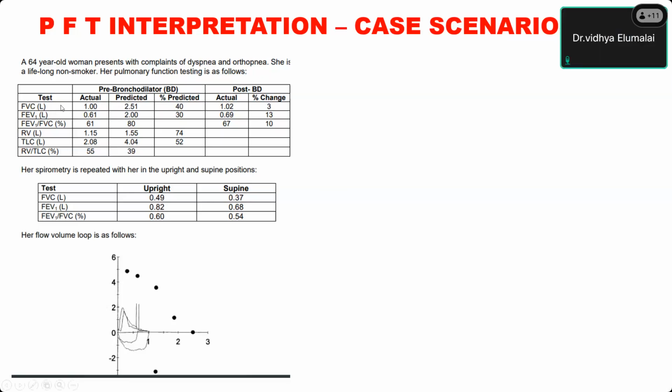Restrictive lung disease. Restrictive airway disease. Restrictive. See here, FEV1 and FVC are all reduced. Why do you say restrictive? See, these primary three values are only 40%, 30% of the predicted. The ratio is also out of 80% predicted, it's only 61. So how do you say it is restrictive? Because the TLC is also low. Do you say it is restrictive? Mixed. Mixed disorder. Why are you hesitating like that?